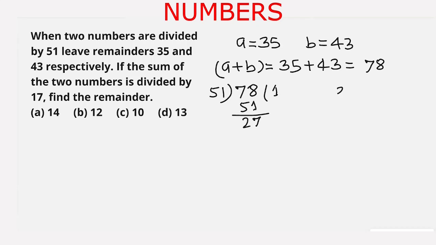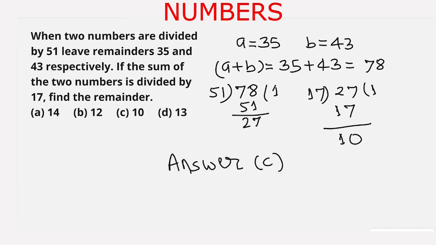So 27 when divided by 17, 17 times 1 is 17, and 27 minus 17 is 10. Hence, when the sum of the numbers is divided by 17, the remainder will be 10. And from the given options, our answer is option C, 10. I hope you have understood the method of solving such type of question.